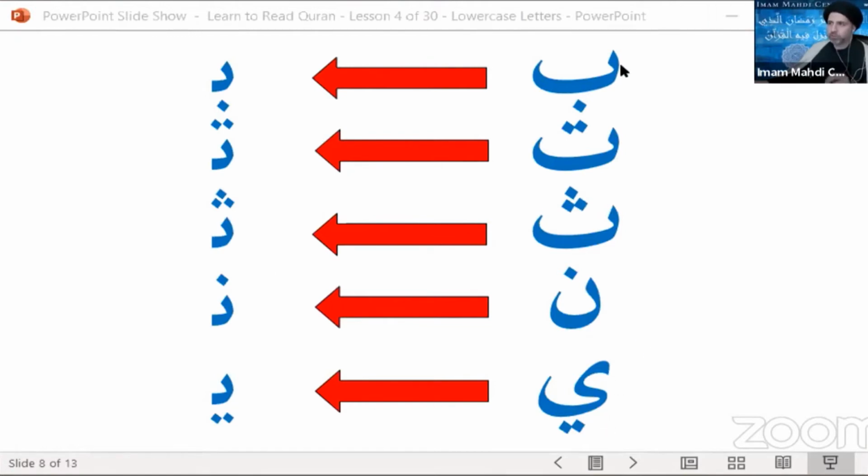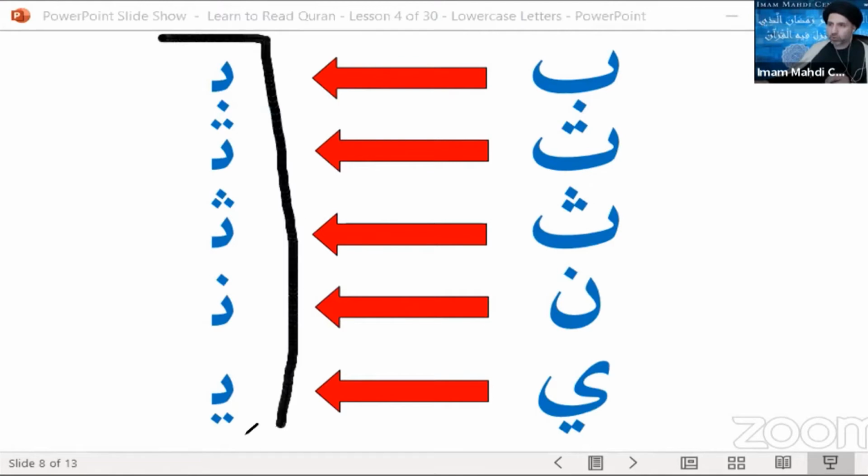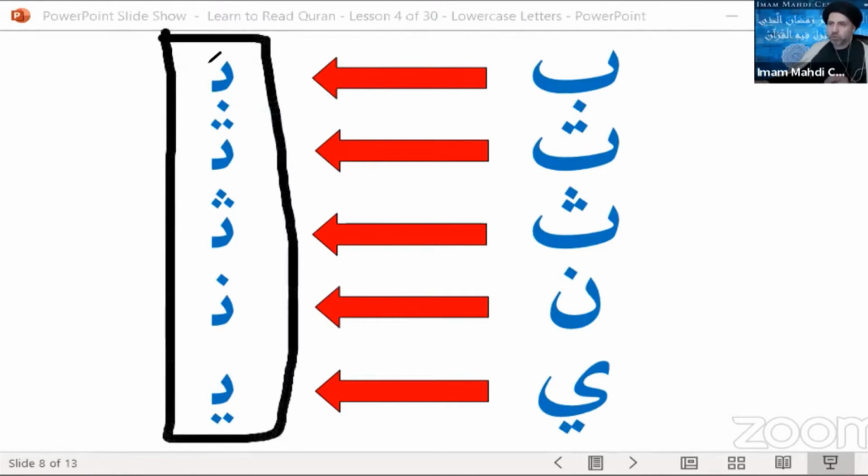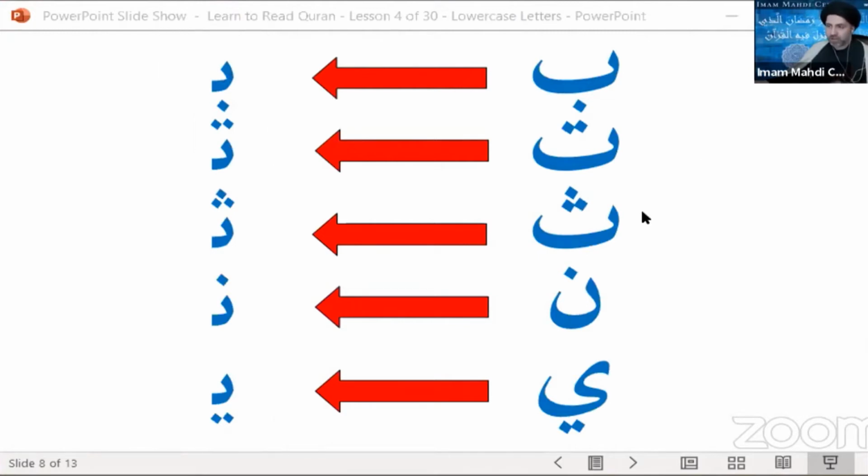So then when we look at these forms here, the lowercase forms, we see that they all have the same shape. We know the difference between them by the number of dots that they have and where the dots go. So these 5 will all look the same.